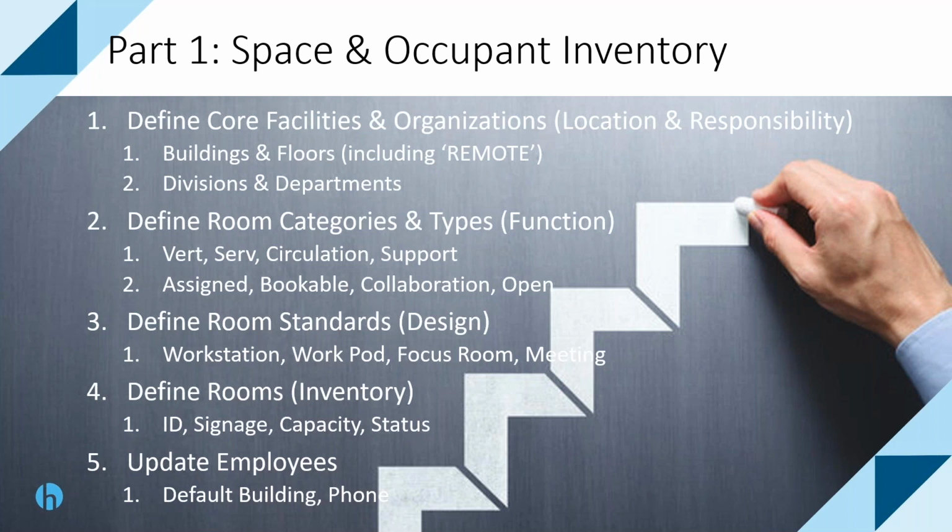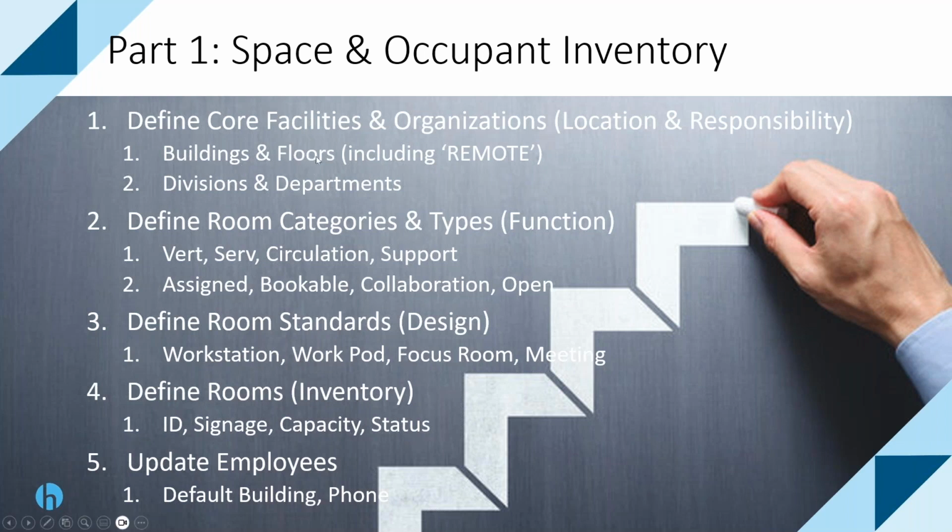First, the thing you have to do is get your inventory of space involved. This can take new customers a little while. But if you've already got this in place, which many existing Archibus users will, you've already done all of the things that you see on the screen. We can skip to part 2 and look at those other steps. But step 1 is to get your space and occupant inventory in place. It means defining core facilities and organizational data. That's something you do at the beginning of your implementation, and it should already be done at this point.